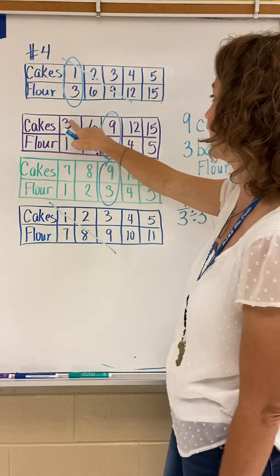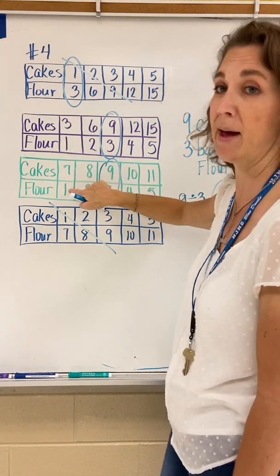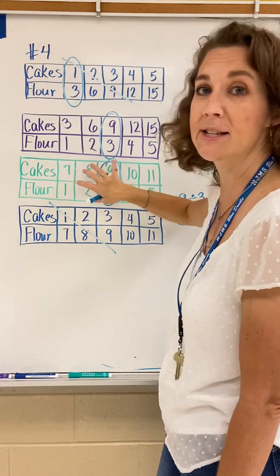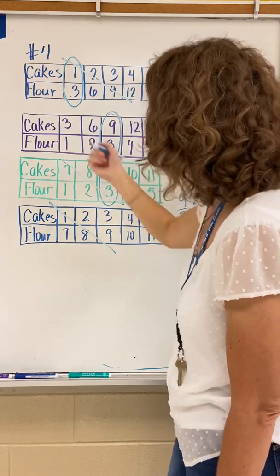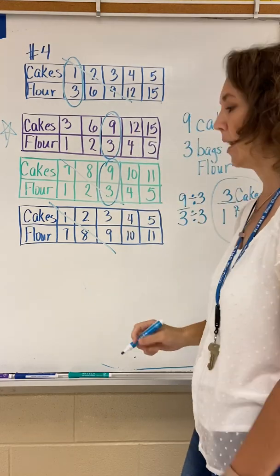Okay, this first one says 3 cakes, 1 bag of flour. This one says 7 cakes, 1 bag of flour. So this one does not match. This one's out. And this is our answer choice. Answer choice B.